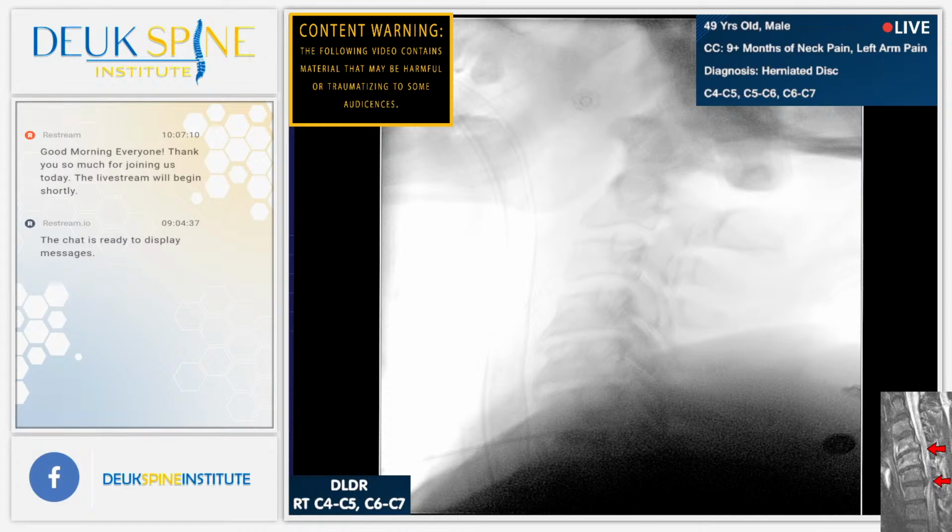So our patient has 3 disc herniations in their neck: C4-5, C5-6, C6-7. We are fixing 2 of them today.